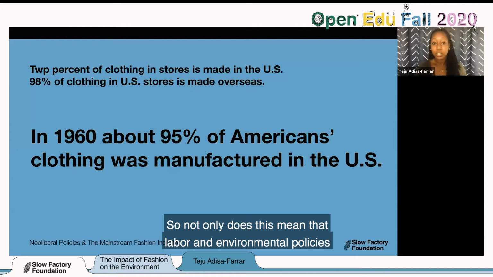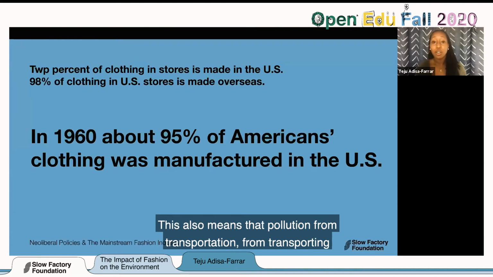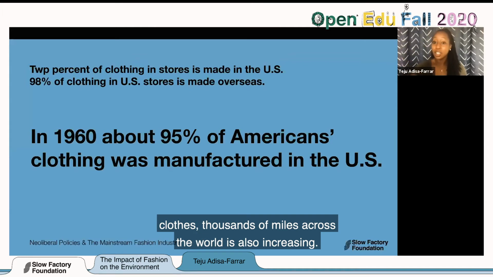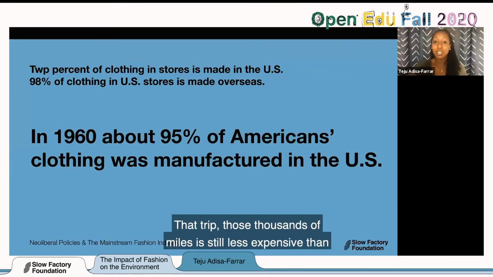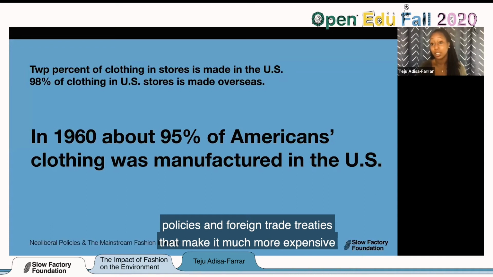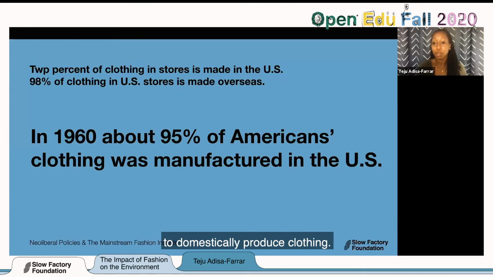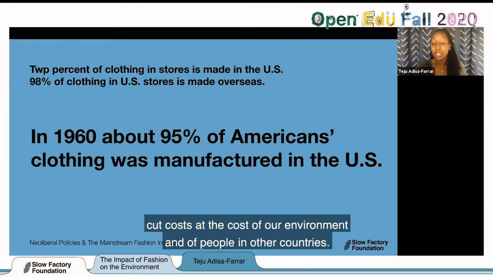So not only does this mean that labor and environmental policies are being degraded in countries that we call third world, this also means that pollution from transporting clothes thousands of miles across the world is also increasing. So cotton is being sent from the US to Vietnam to be processed, turned into clothes, and sent back. That trip, those thousands of miles, is still less expensive than cultivating the cotton right here in the US. And that is due to neoliberal policies and foreign trade treaties that make it much more expensive to domestically produce clothing. So over these decades, we're seeing the way that the fashion industry is able to cut costs at the cost of our environment and of people in other countries.